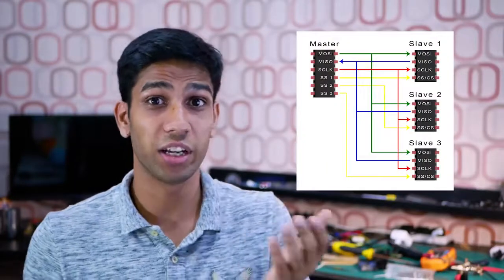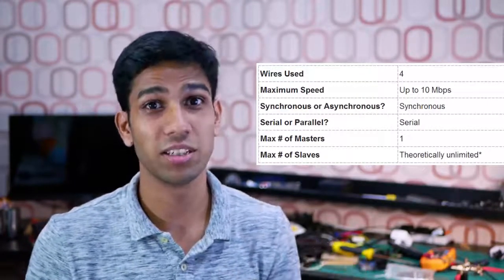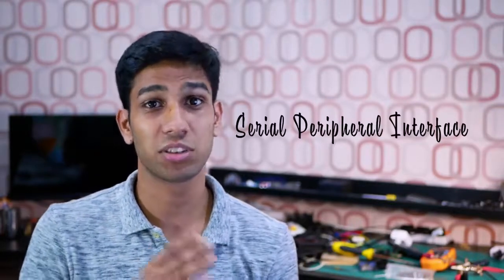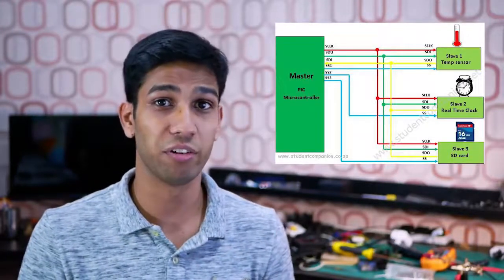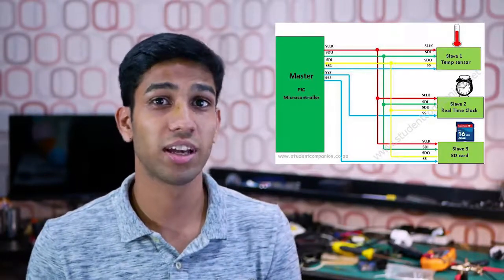SPI is a very simple multi-device communication protocol. It supports fast 10 megabits per second transfer speeds and is very cheap to implement into your projects. SPI stands for Serial Peripheral Interface, and as the name suggests, it's commonly used by microcontrollers to send and receive information from small peripherals such as SD cards, shift registers, and sensors.